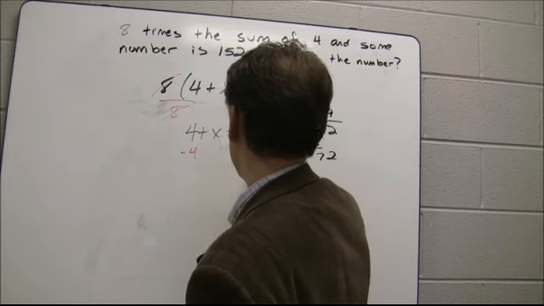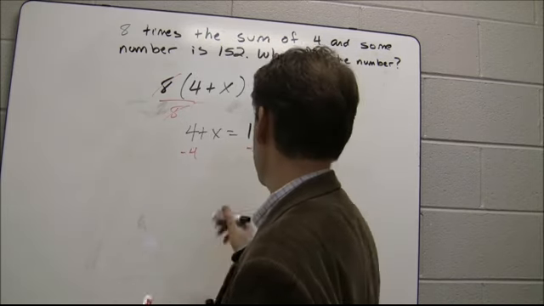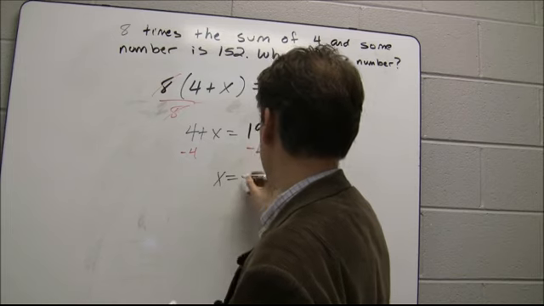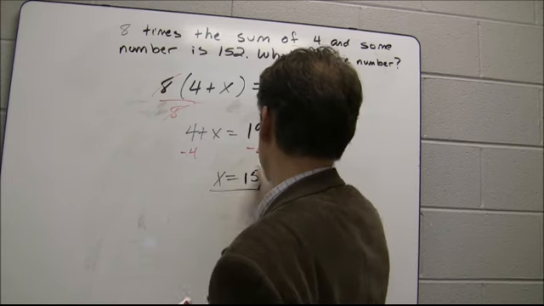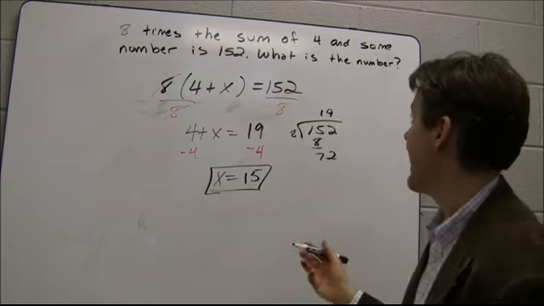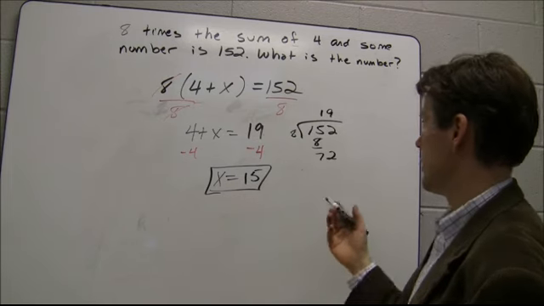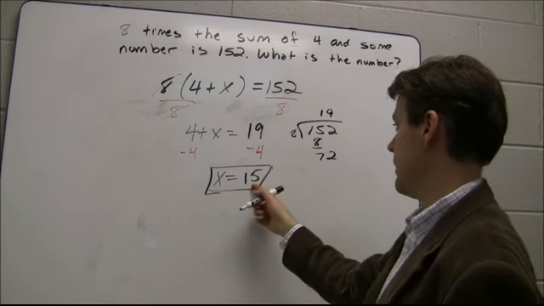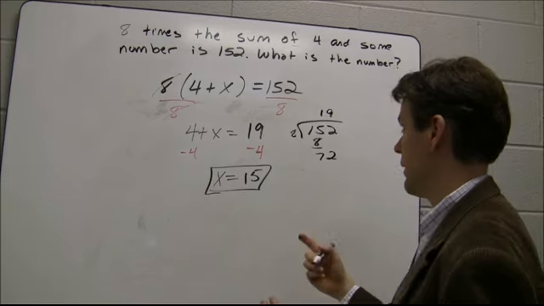We'll subtract 4 from both sides. x equals 19 minus 4, or 15. And again, we can check this. 8 times the sum of 4 and some number. So 4 and some number is 4 plus 15. 19 times 8 is 152.